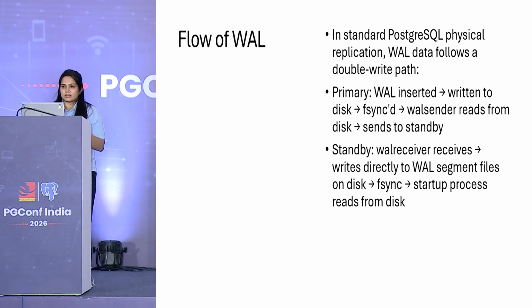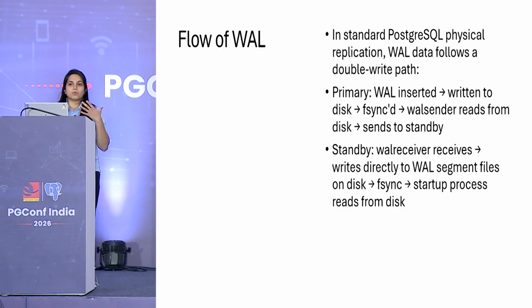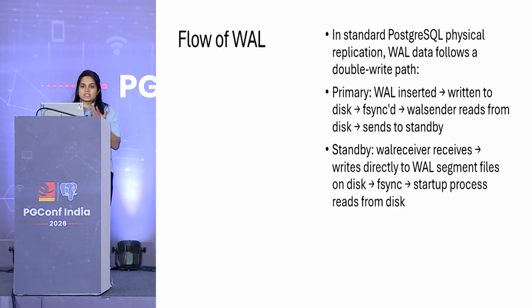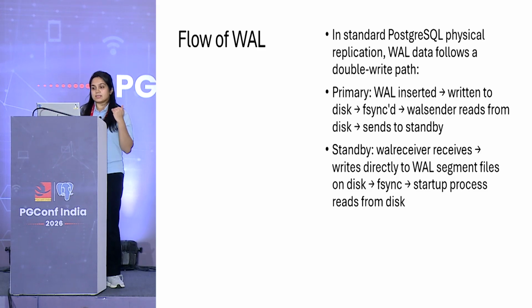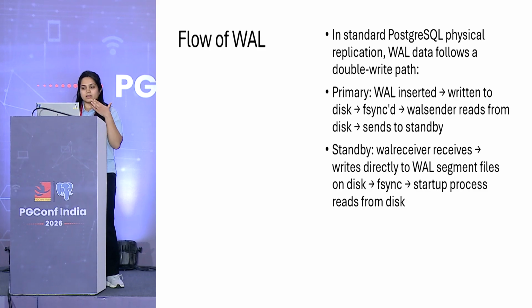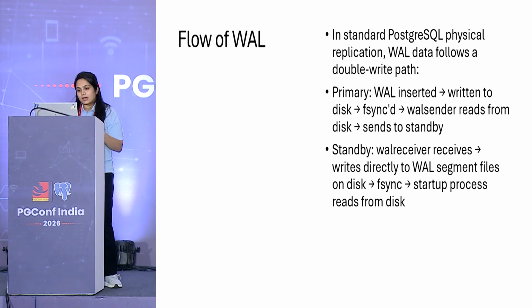Let us look at the overall flow of physical replication. As you see on the slide, there is a primary on which the data changes are made, which results in WAL getting inserted. It is written to disk, then synced to disk, and then the WAL sender reads these WAL changes from disk, which are written in a WAL segment, and sends them to the standby.